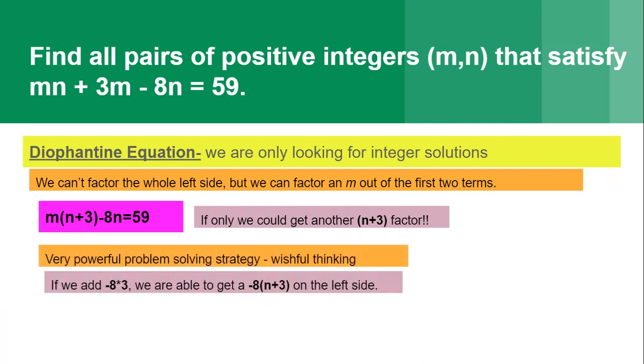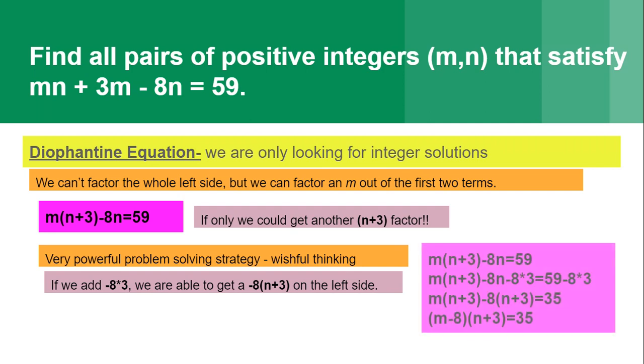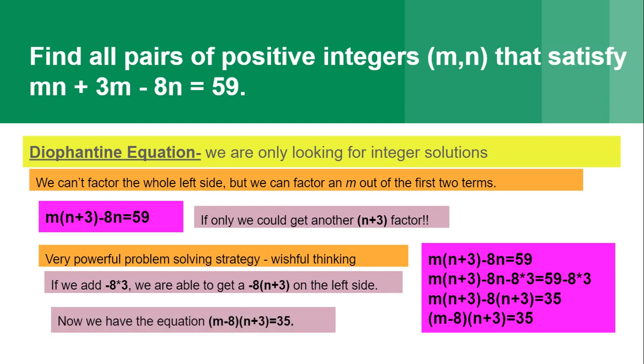So in order to get another n plus 3 factor, we're going to have a minus 8 times (n plus 3). Now if you distribute minus 8 times (n plus 3), you'll get minus 8n minus 8 times 3. So if you add 8 times 3 to both sides, then you can get m times (n plus 3) minus 8 times (n plus 3) equals 35. So (m minus 8) times (n plus 3) equals 35.